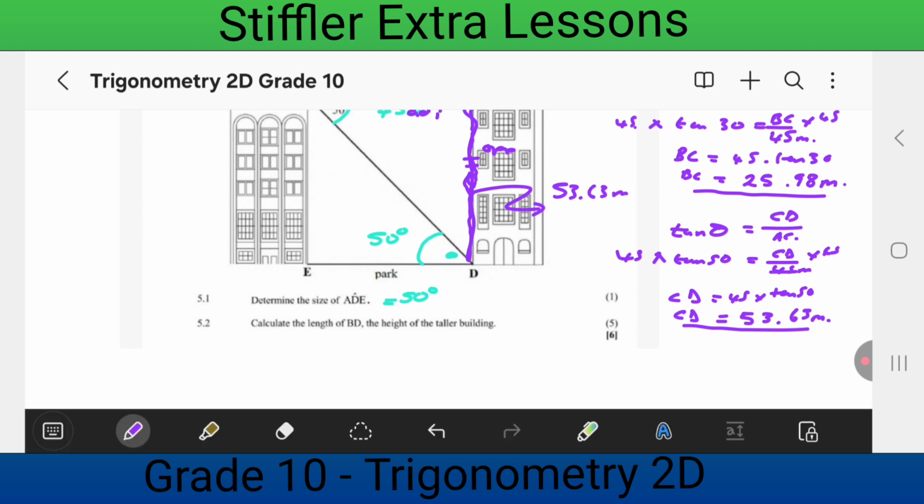So now to find the overall length, BD, our BD will be equivalent to our BC plus our CD. So this will be 25.98 plus 53.63, which will give us 79.61 meters. As simple as that.